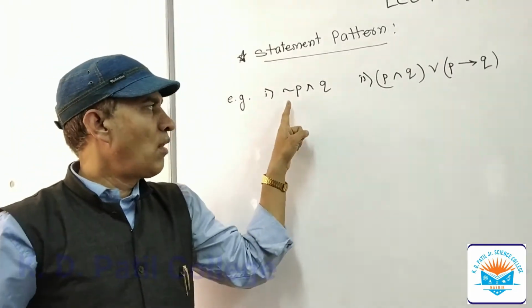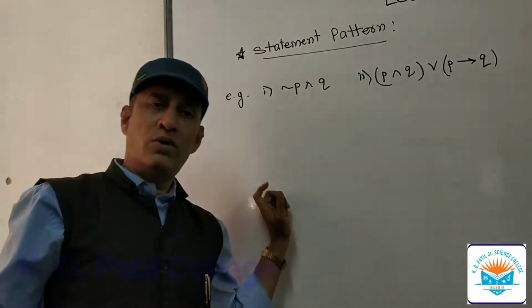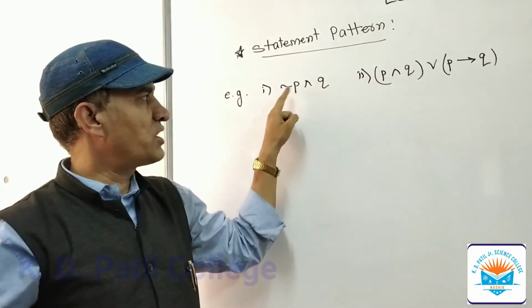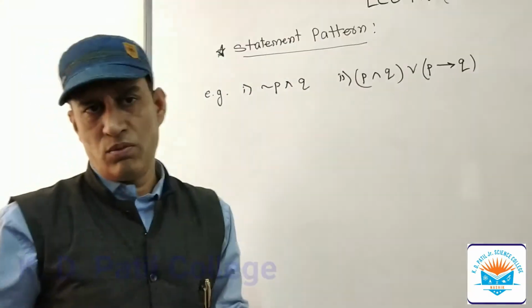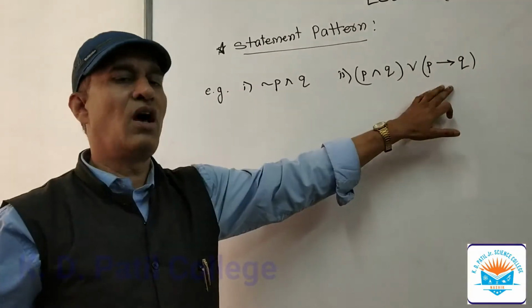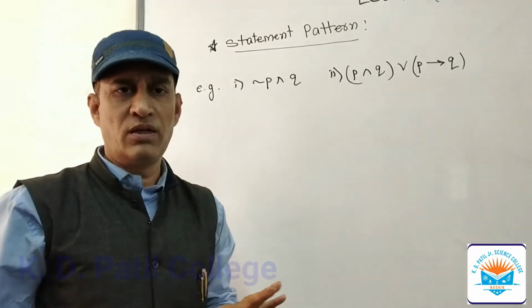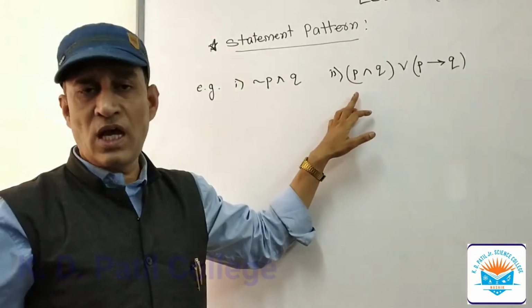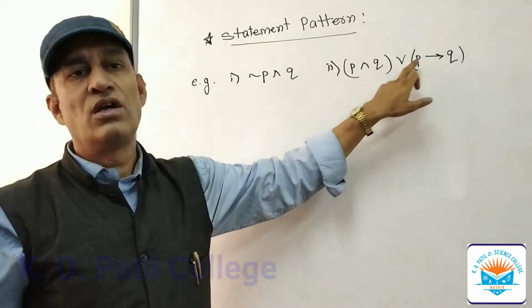Now the examples are mentioned here. Look at how many atomic statements there are: 2. What are they? P and Q. How many connectives are used? 2. What are they? Negation and conjunction. Here, how many atomic statements are there? 2. What are they? P and Q. They are repeated, but that is a different thing; we consider P as P only and Q as Q only. Now how many connectives are used? 3. What are they? Conjunction, disjunction, conditional.